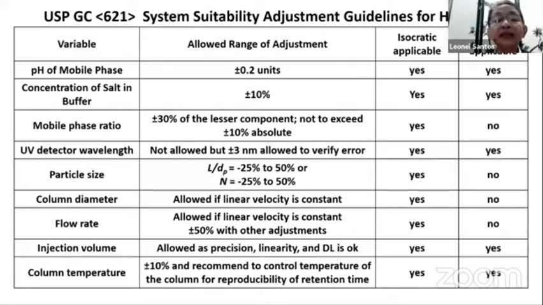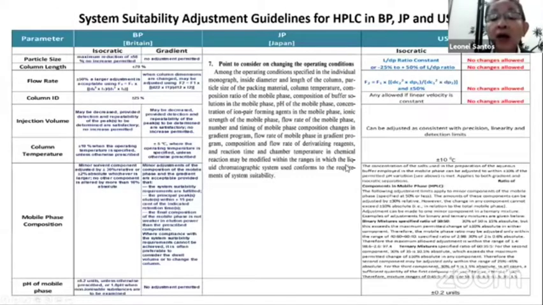You can apply, and then if it works, then you're fine. Keep in mind that these allowable adjustments are limited to whether your system is isocratic or gradient. Some of them allow either isocratic or gradient, but some of them are only limited to isocratic. So when we talk about isocratic, it means one mobile phase in HPLC. If it's gradient, the mobile phase is changing. So anyway, this is just a summary of what is available for the USP General Chapter 621.